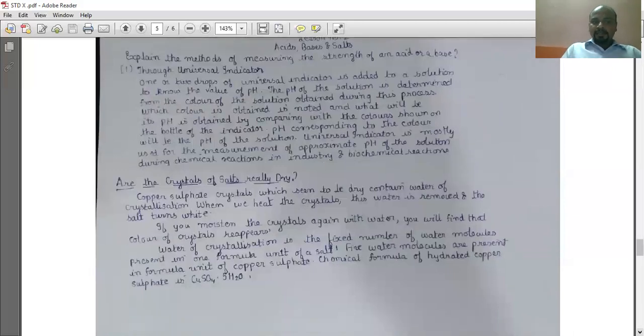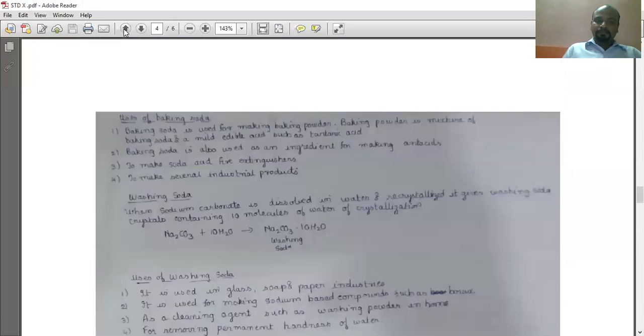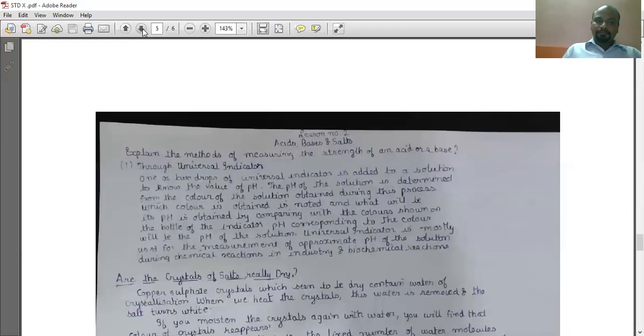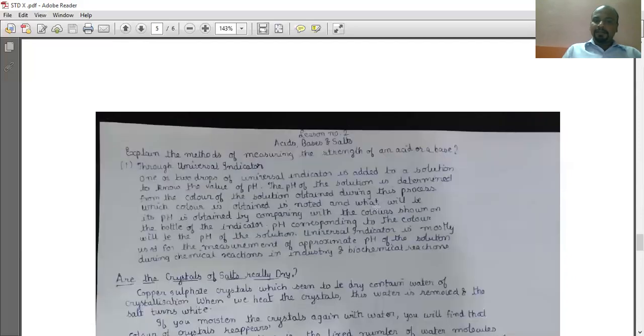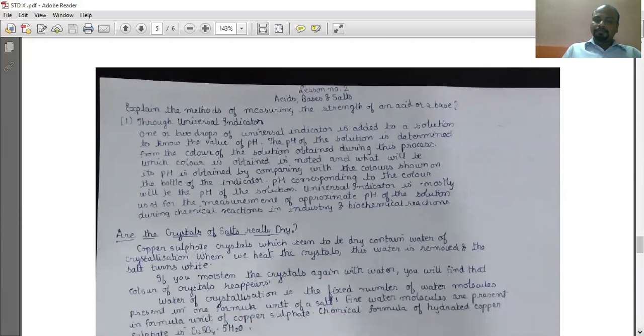That is, are the crystals of salts really dry? And the next content which we had taken was plaster of Paris. I'll give you just 2 minutes to write down the content if you are unable to conclude it.